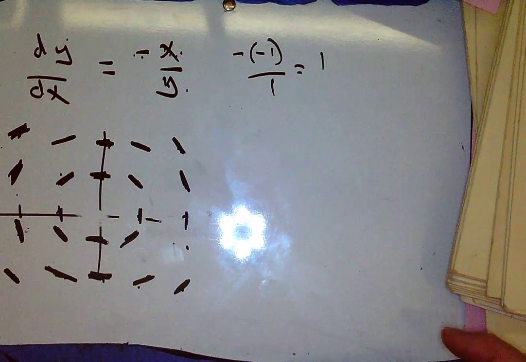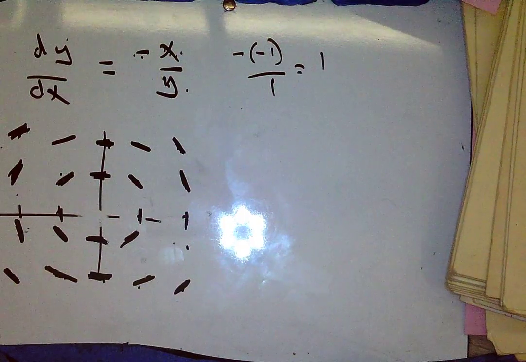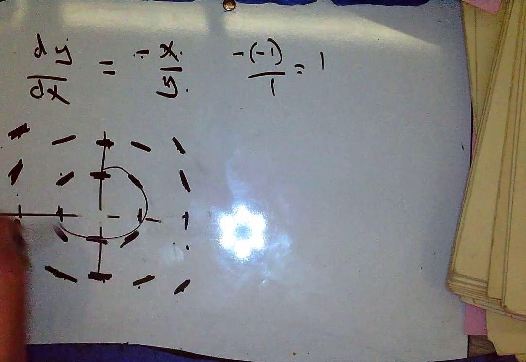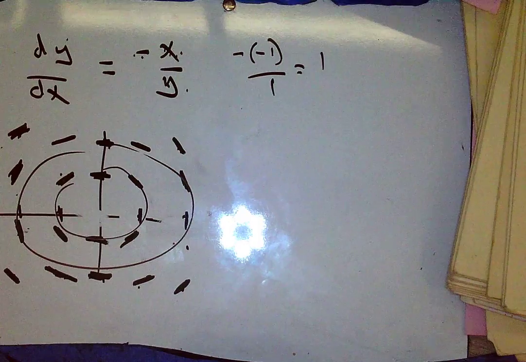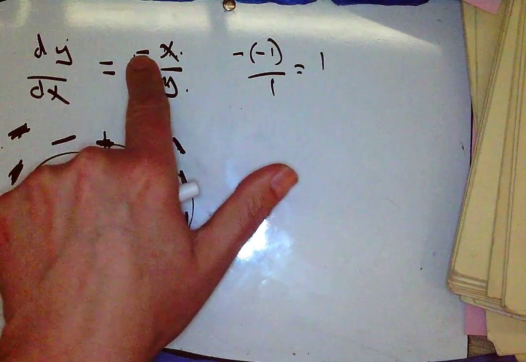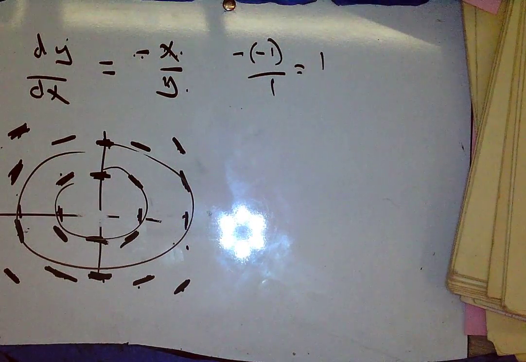Okay, that's part A. The antiderivative, yeah, looks like a bunch of concentric circles. And that's what I would expect because this differential equation becomes the equation for a circle.